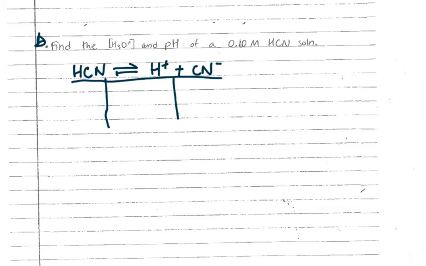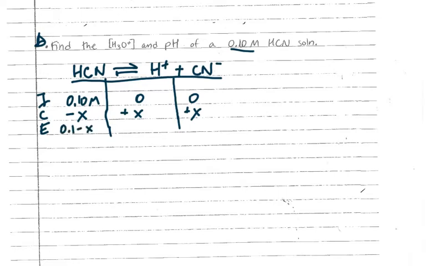Okay, so now I create an icebox, make this into a table. So I've got I, C, E. Initially, I have 0.10 molar HCN and no product. This is going to go down by X. Each of these will go up by X amount. So at equilibrium, we will have 0.1 minus X, X, and X.